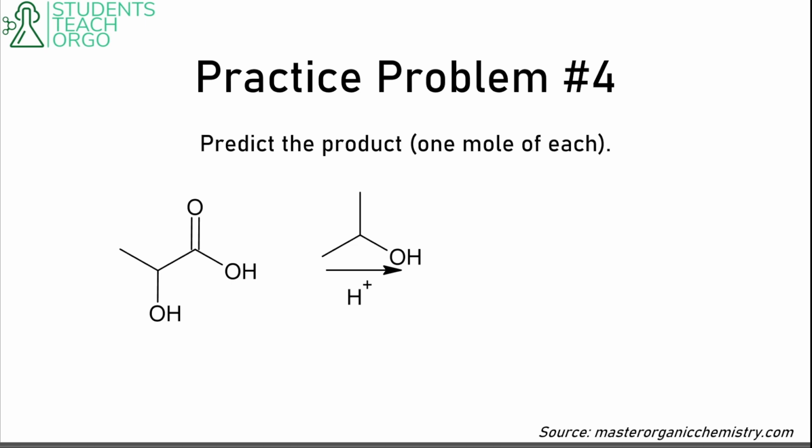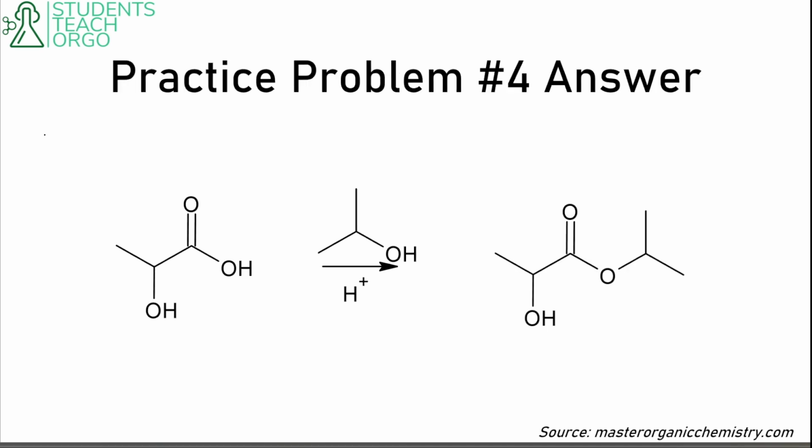All right, so let's do practice problem number 4. Let's predict the product using 1 mole of each. The reason I say that is because you could dimerize. If you have multiple of these molecules, you could create a dimer. So predict the product using just 1 mole of each. All right, let's move on to the answer.